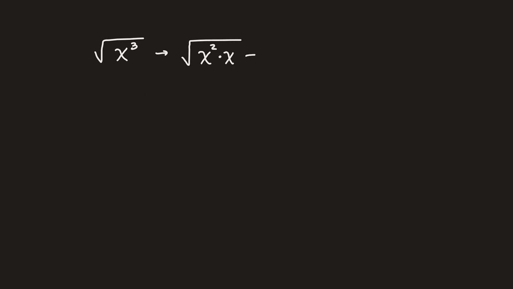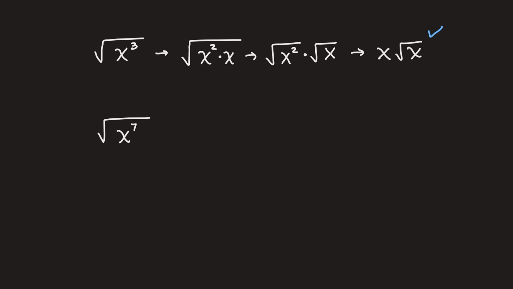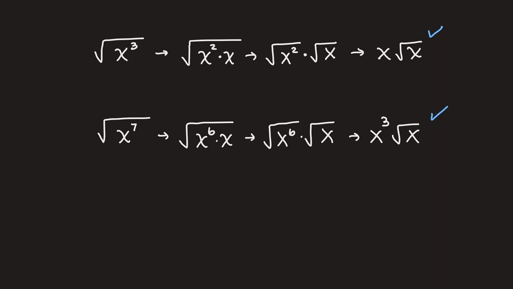And then using the product rule, we can rewrite this as the square root of x squared times the square root of x, simplify the first radical, and we get x times the square root of x. Or if we have the square root of x to the 7th, we can rewrite the radicand as x to the 6th times x so that one of its factors has an even exponent. So this becomes the square root of x to the 6th times x, and using the product rule, we can write this as the square root of x to the 6th times the square root of x, and this simplifies to x to the 3rd times the square root of x.